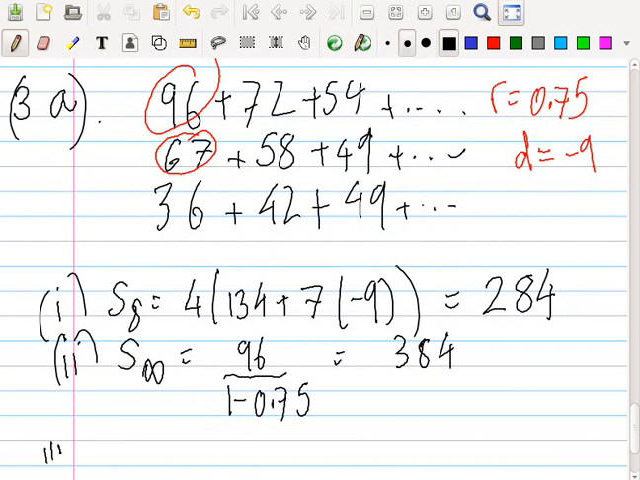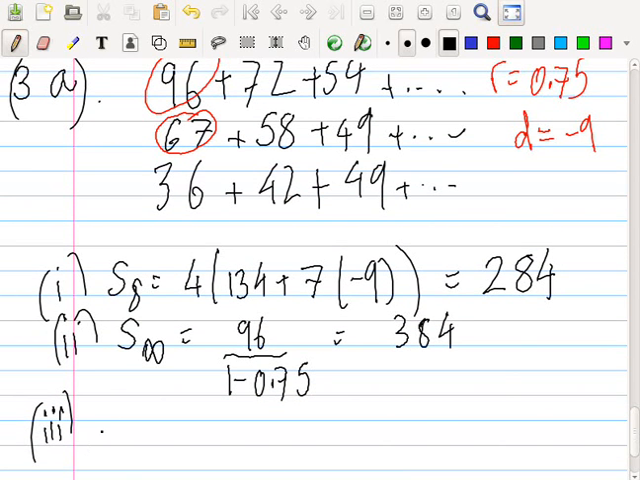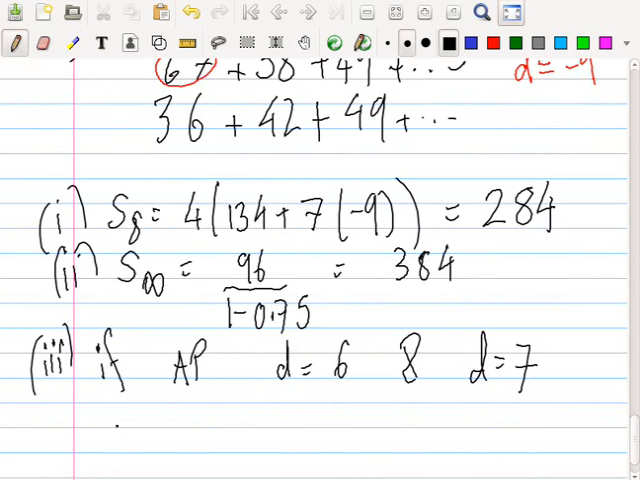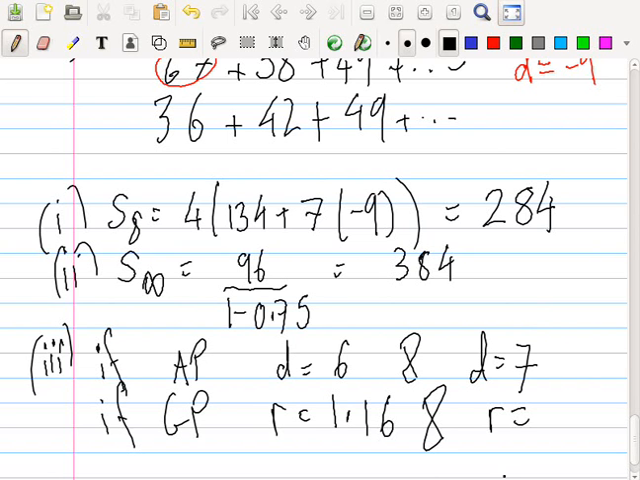And the last one is to explain why the last sequence is not arithmetic and not geometric. Well, if it was arithmetic, then D would equal 6, and what would the D be here? 7, yeah? You see that? It's not the same adding term. And why is it not geometric? Well, if it was geometric, the r would equal, could you do 42 over 36, what's that, 21 over 18, 1.16, and the r would be 49 over 42.